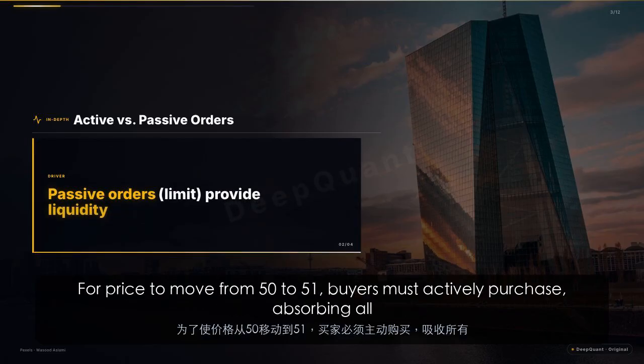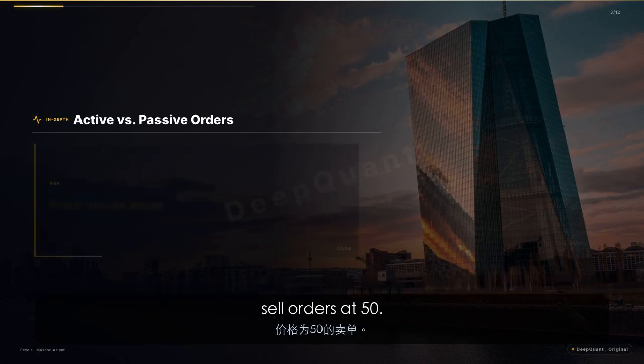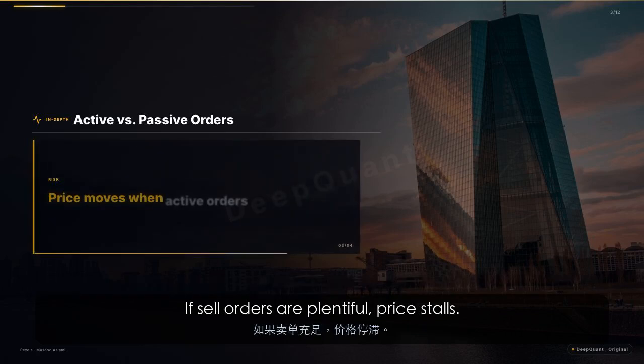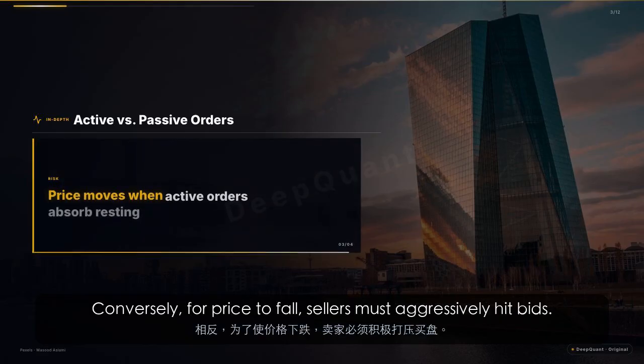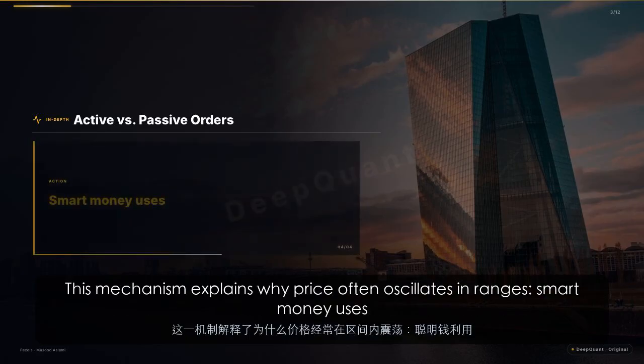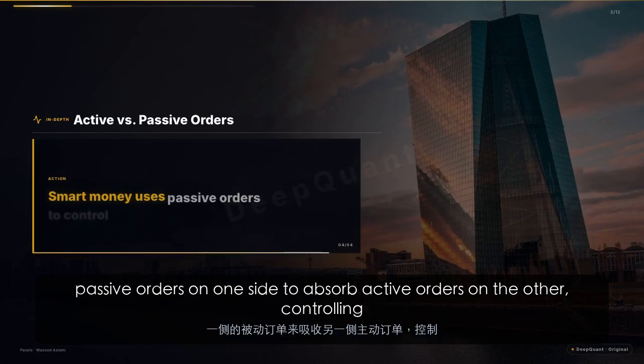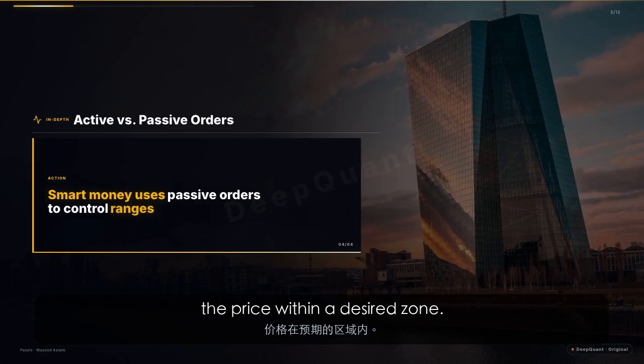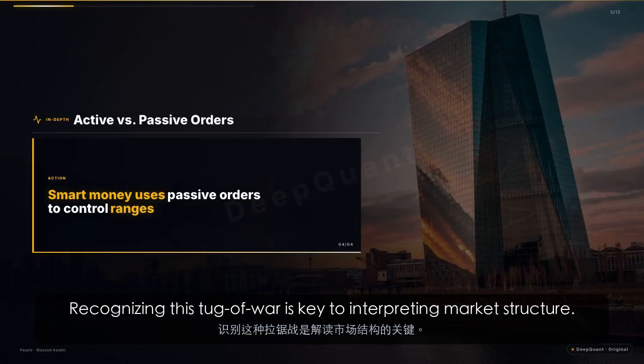For price to move from 50 to 51, buyers must actively purchase, absorbing all sell orders at 50. If sell orders are plentiful, price stalls. Conversely, for price to fall, sellers must aggressively hit bids. This mechanism explains why price often oscillates in ranges. Smart money uses passive orders on one side to absorb active orders on the other, controlling the price within a desired zone. Recognizing this tug-of-war is key to interpreting market structure.